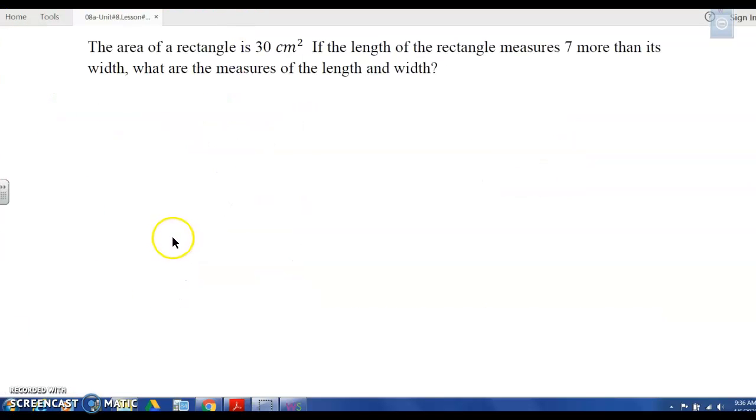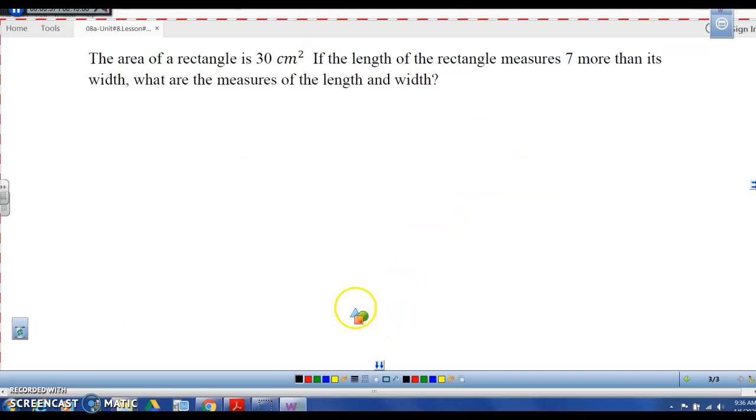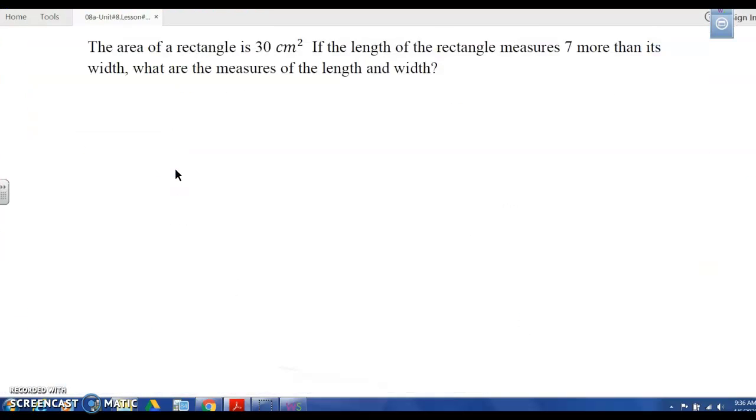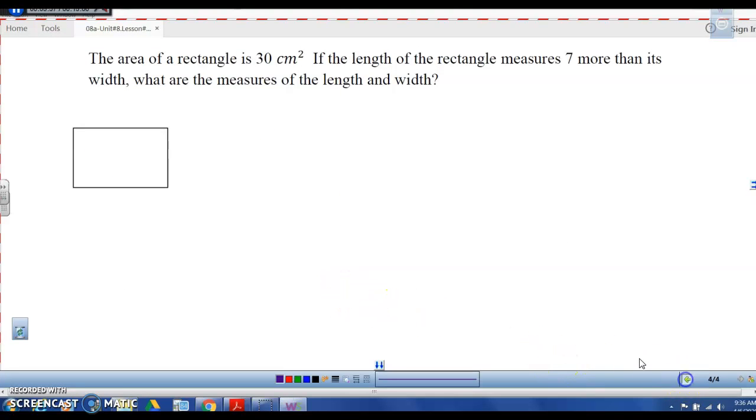The area of a rectangle is 30 square centimeters. If the length of the rectangle measures 7 more than its width, what are the measures of the length and the width? Okay, so this is an area problem, and we're using a geometric figure, so the first thing I'm going to do is draw myself a rectangle. Here's my rectangle drawer.